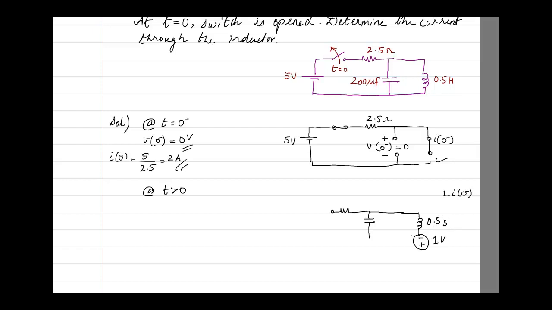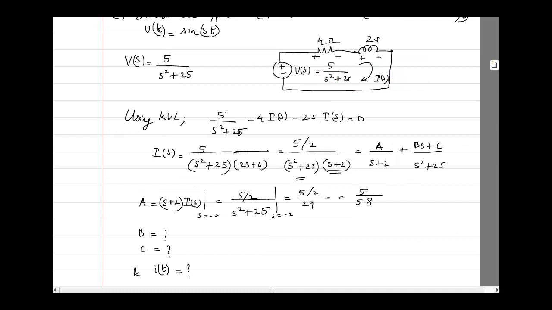Now what about the capacitor? For the case of capacitor, the voltage should be V naught by S. How? Based on what we have studied, we know that it should be V naught by S.